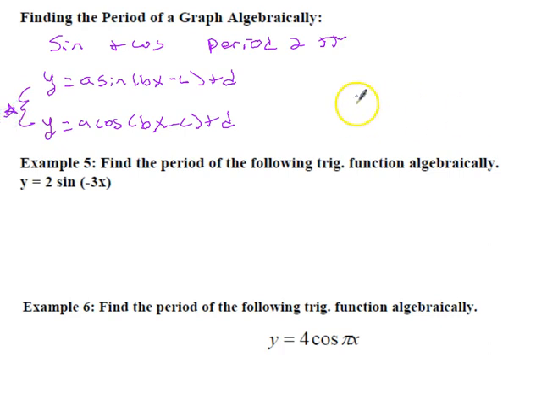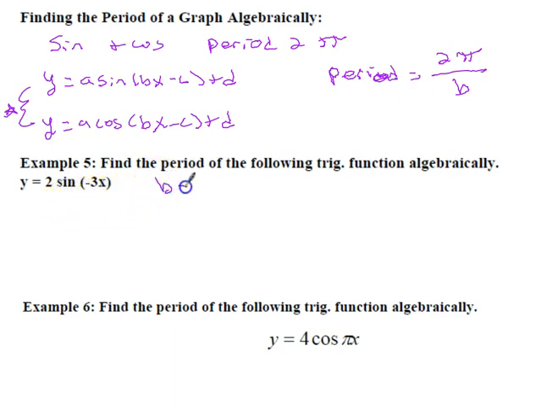So to find the period, all we are going to do is take 2 pi, which is our normal period for sine and cosine, and divide it by whatever is in front of the x. In this case, that is the b. And remember, the a gives us the amplitude. So a is amplitude, and b is going to help give us the period, and we'll talk about the other two later. So find the period algebraically of y equals 2 sine negative 3x.